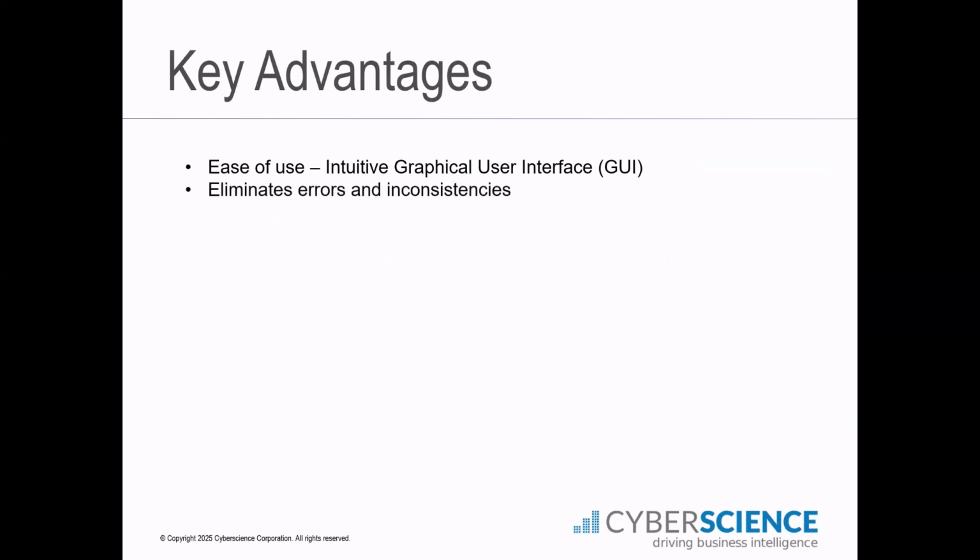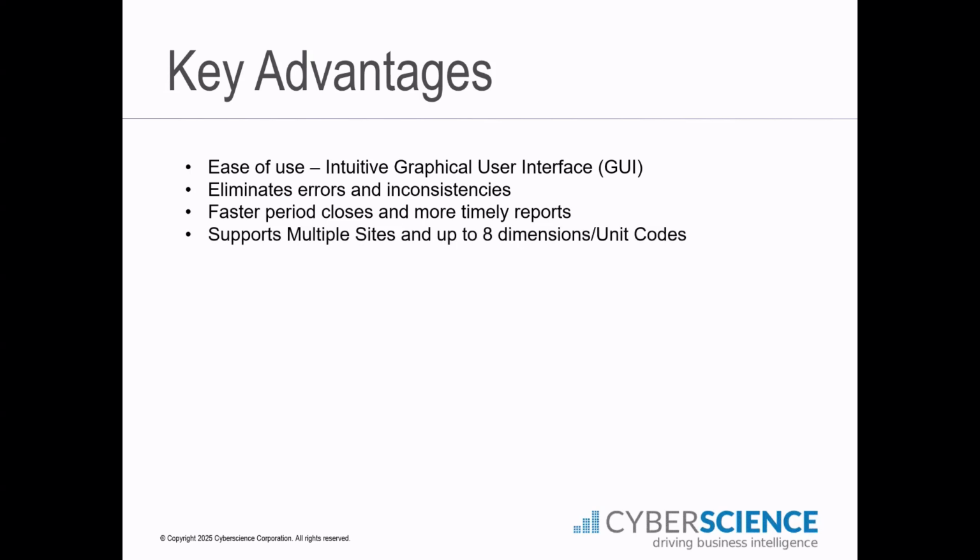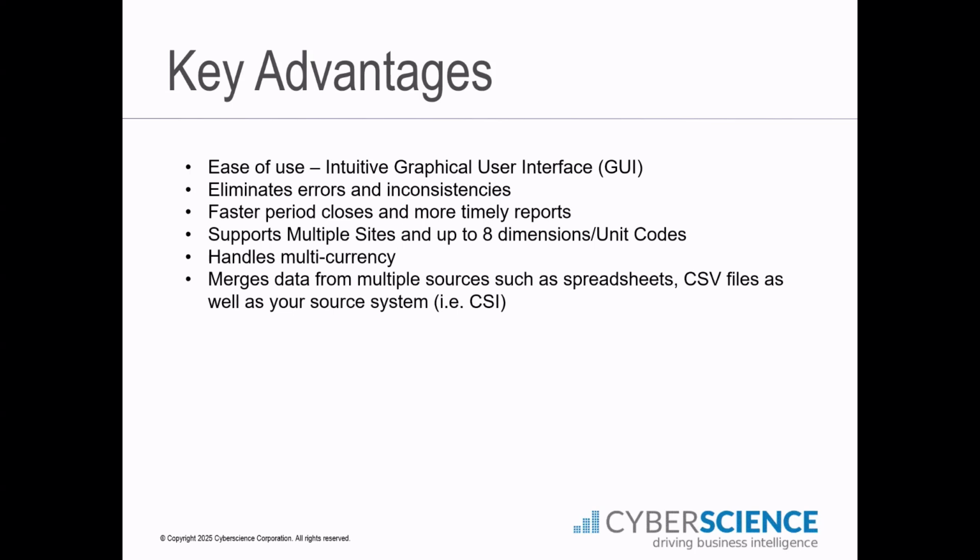Key advantages using FRW. Number one, very easy to use. It's all graphical. Click, drag, drop. Number two, eliminates errors and inconsistencies in your financial statements. Three, faster period closes. Get those reports out on a more timely basis. The system handles multiple sites and up to 8 dimensions or unit codes. Handle multiple currencies. Also allows you to merge data from external sources.